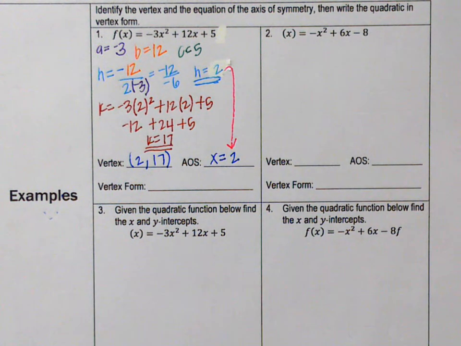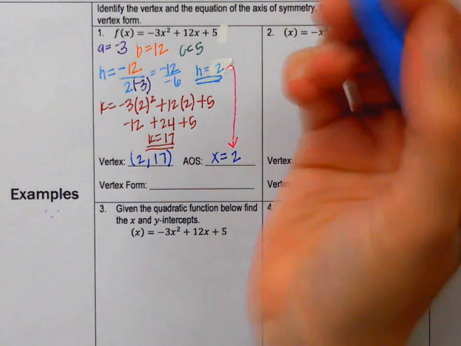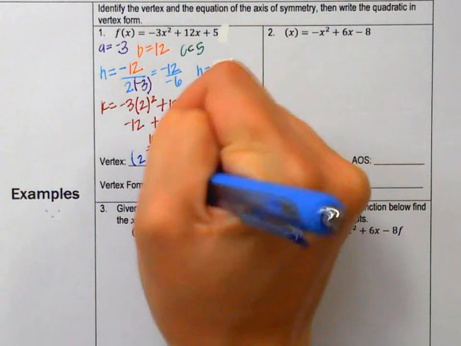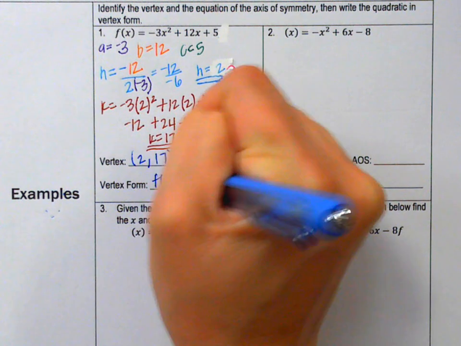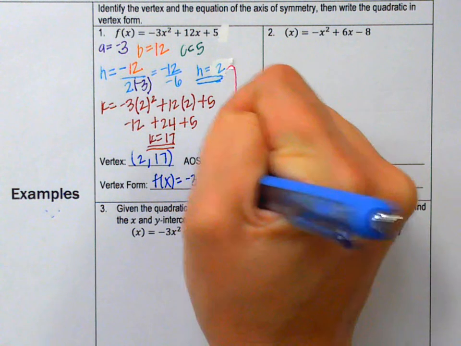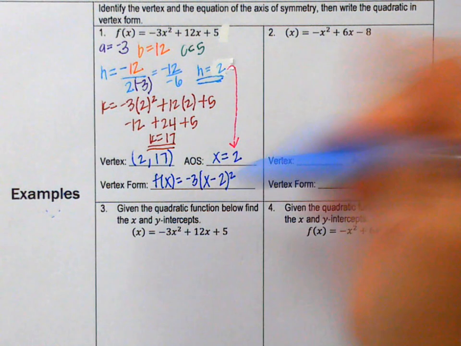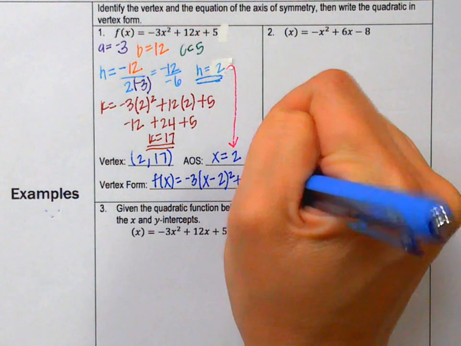Now, again, remember, you do have to write it as X equals. You can't leave that part out, or else you're not writing the equation of a line, which is what the axis of symmetry is. The axis of symmetry is an equation of a line. And then vertex form, we have our A value, which is -3. We have our H value. We have our K value, so I can just plug it in. So A is -3, X minus, remember it's the opposite sign, so it's -2 squared plus the K value, 17.